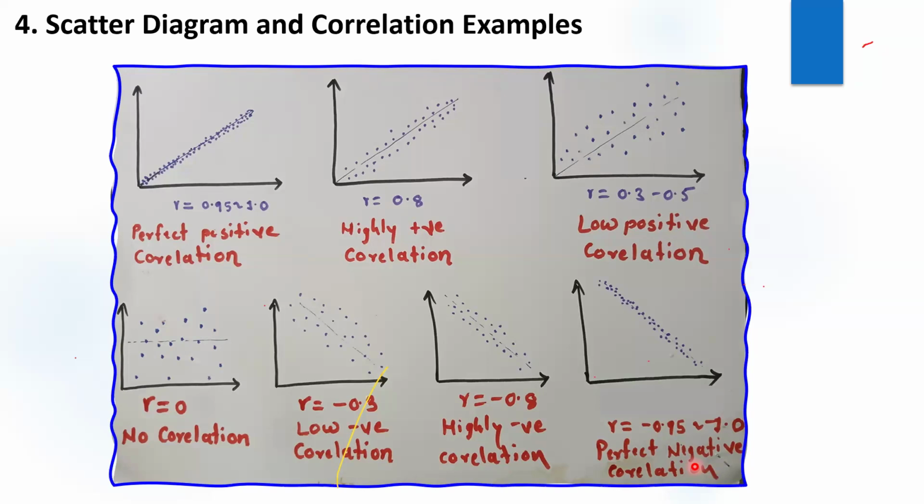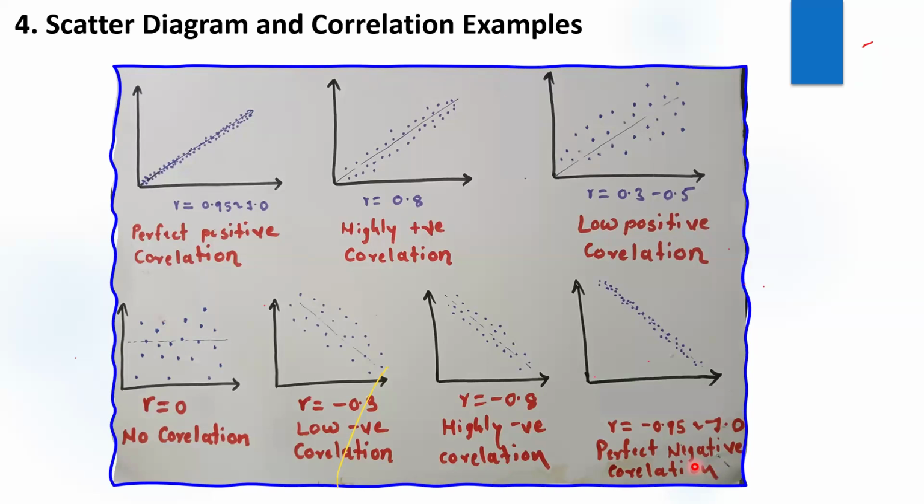When the R value is 0.7 to 0.8, it is a highly positive correlation. When the R value is minus 0.7 to minus 0.8, it is a highly negative correlation. When the R value is 0.9 to 1 positive, then it is a perfect positive correlation. When the R value is minus 0.9 to minus 1, then it is called a perfect negative correlation. Got it?